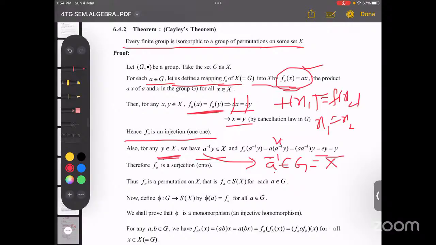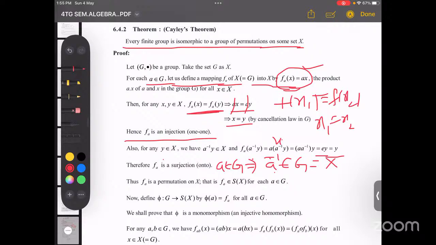So here you can write A belongs to G implies A inverse belongs to G. So where G is, we know that it is equals to capital X. So for the definition of onto function, we are taking A inverse. Here we are taking Y belongs to X, no? So in place of X, this A inverse Y we are substituting. Okay. So remember that one.